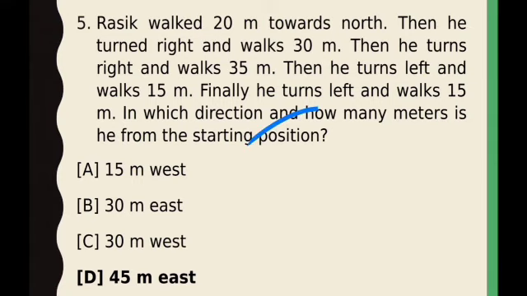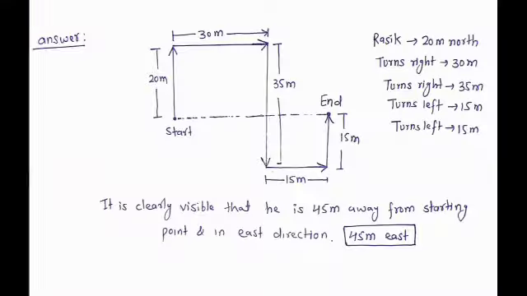You just need to draw the traces. So he's saying Rasik walked 20 meters towards north. Let's suppose Rasik started from this point. This is the starting point. You can take anywhere on your page. And he starts walking towards the north direction. North is towards upward. And he moved 20 meters. So let's suppose this is 20 meters. Then he took a right turn. If you are going towards north, your right turn will be towards east.